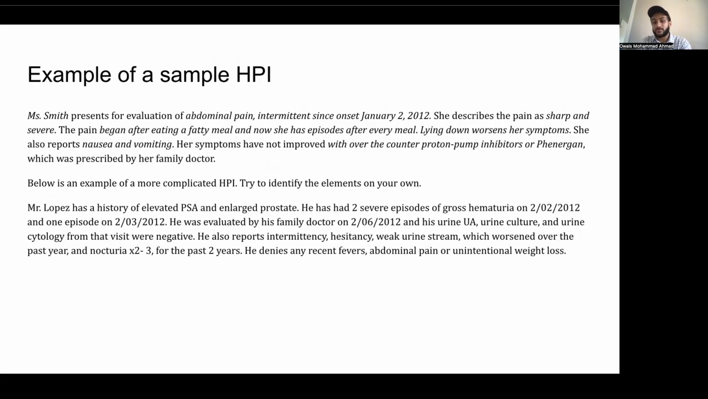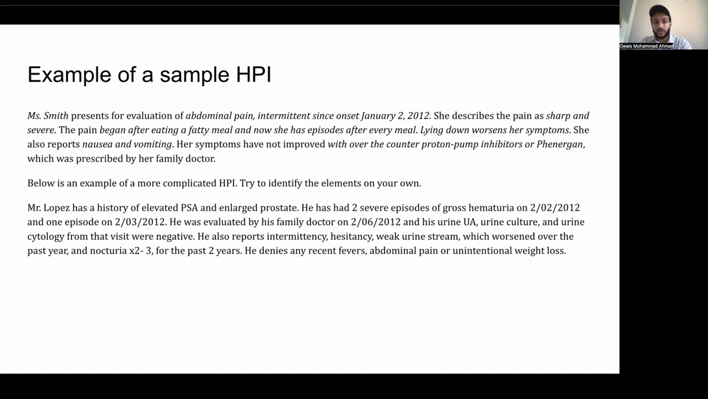He also reports intermittency, hesitancy, and weak urine stream, which have worsened over the past year. Nocturia two to three times a night over the past two years. He denies any recent fevers, abdominal pain, and unintentional weight loss. So that's going to be over here.